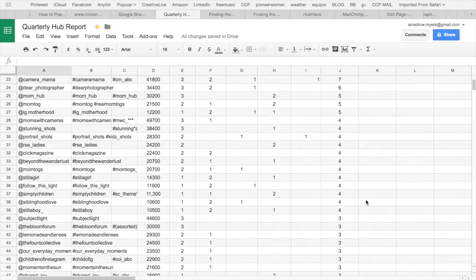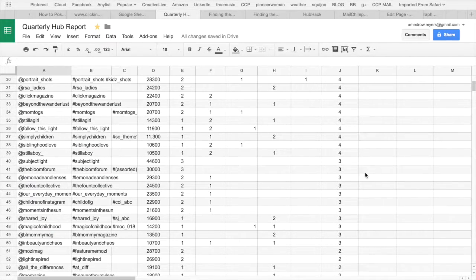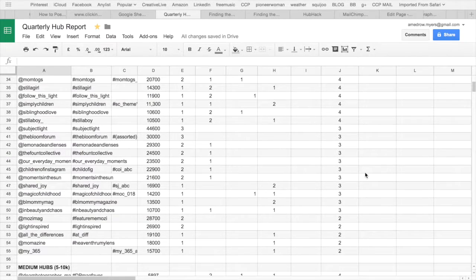Again, you definitely want a good mix, but I wanted to give you a guide for which main tags to use. So let's look at the large hubs. This is anywhere from 10 to 50,000 followers. Our top score here was Camera Mama. We've got Dear Photographer. You can see a lot of these are very familiar to you. And if I scroll down and look at the bottom scores here, even the lowest score was a 2.